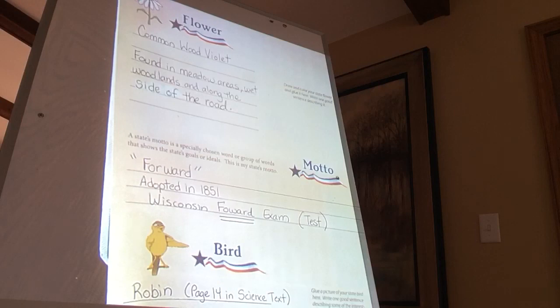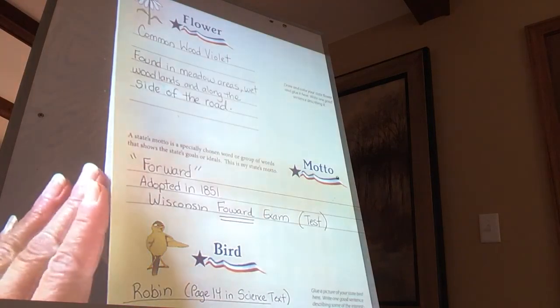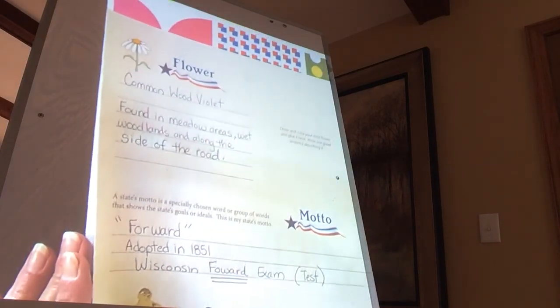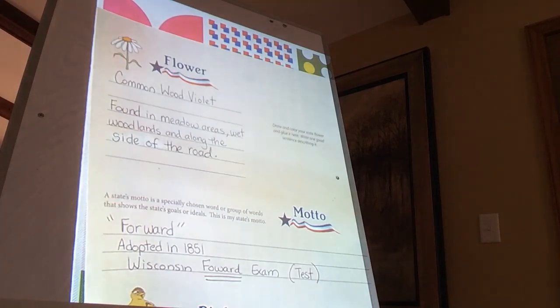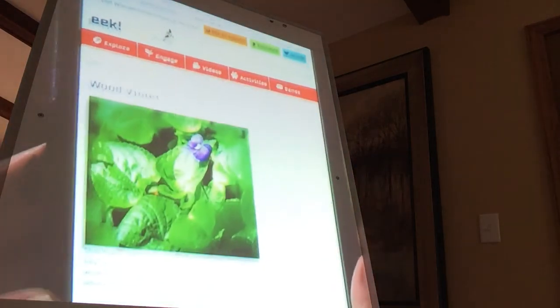So if you look on top, we have the common wood violet. The common wood violet is our state flower. And where it's found is in meadow areas, wetlands, and alongside the road. I actually have a picture of the wood violet I would like for you to look at because I'm sure you have seen these. It looks like this.